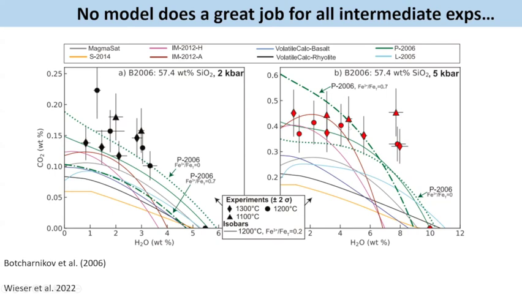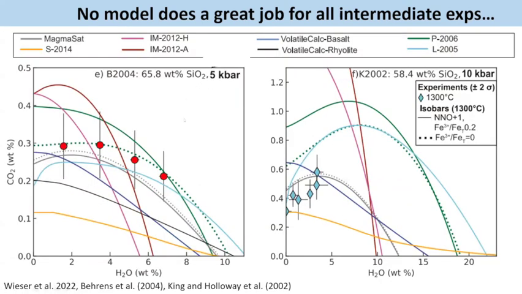On the right-hand side, again, Papale does all right, but only with no Fe3+. And some of these models, like VolatileCalc, for example, are really under-predicting volatile solubility. And then we can look at other experiments, and we see on the left-hand side here, MagmaSat, which is gray, and Papale, which is green, do okay.